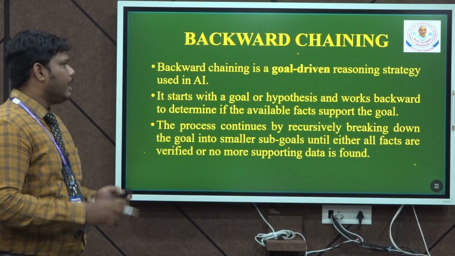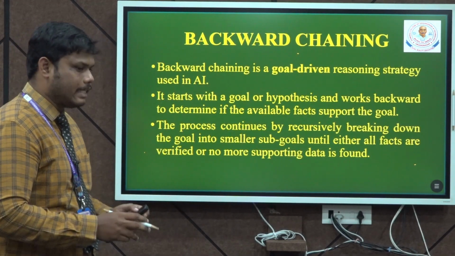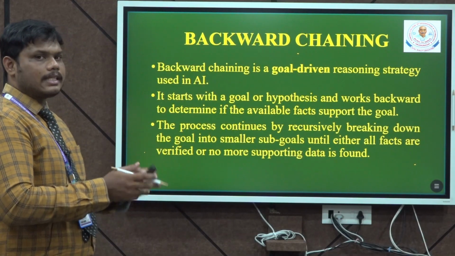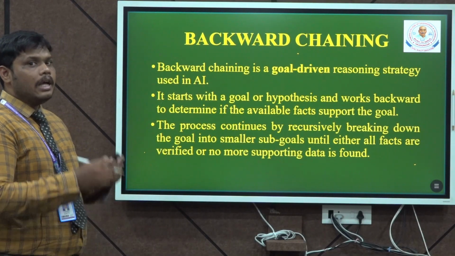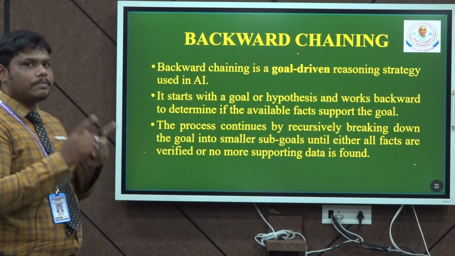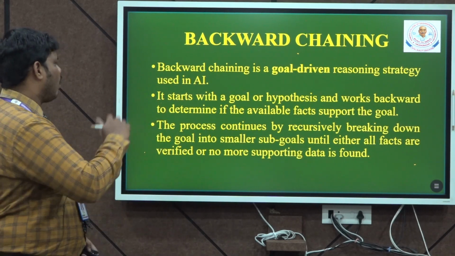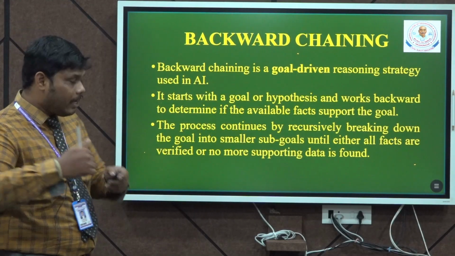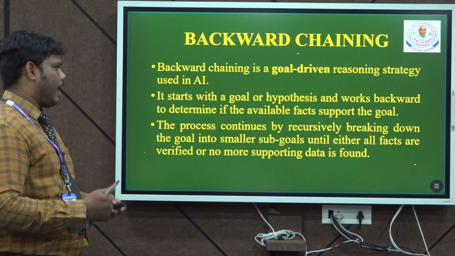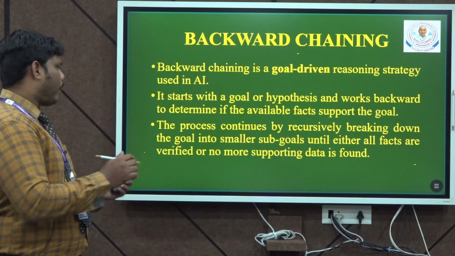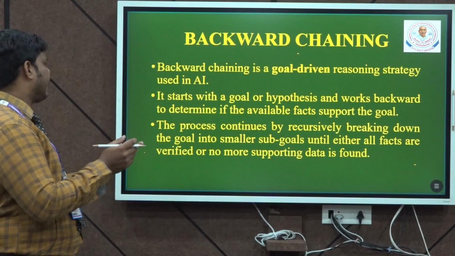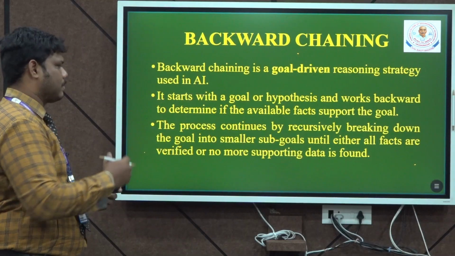Backward chaining is a goal-driven reasoning strategy, because it is used as a reverse engineering process. In backward chaining, the goal is the most important. It starts with the goal or hypothesis and works backward to determine whether there are available facts to support that goal. The process continues recursively, breaking the goal down into smaller subsets.